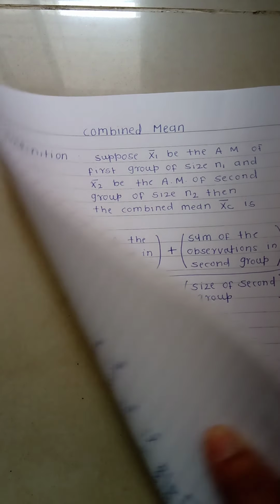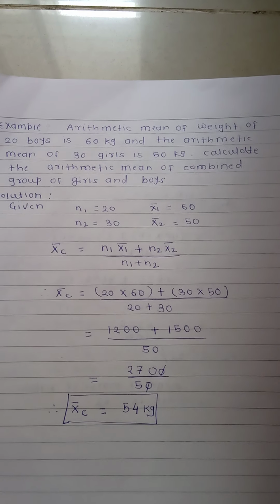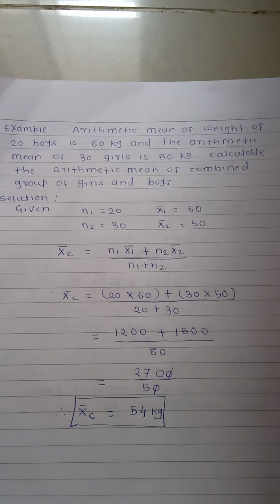Now let us see few examples. Example: arithmetic mean of weight of 20 boys is 60 kg and the arithmetic mean of 30 girls is 50 kg. Calculate the arithmetic mean of combined group of girls and boys.